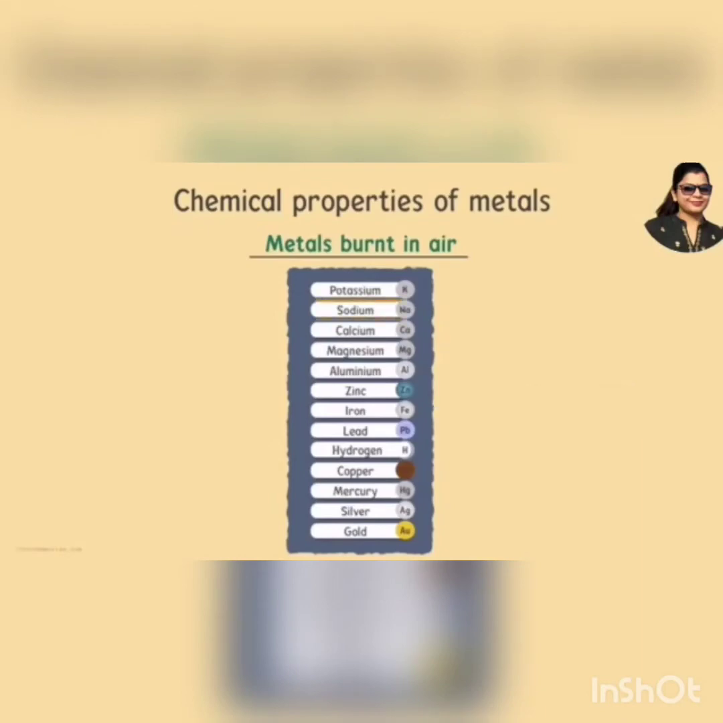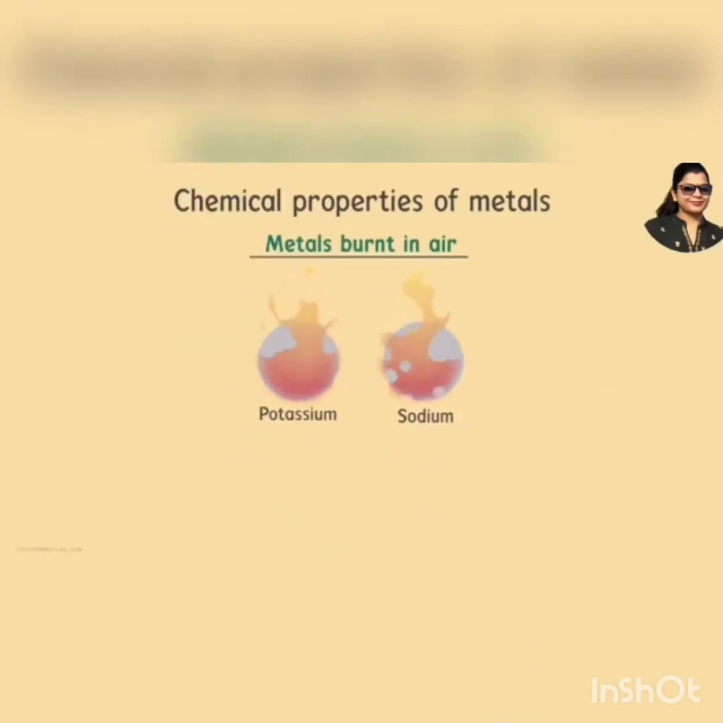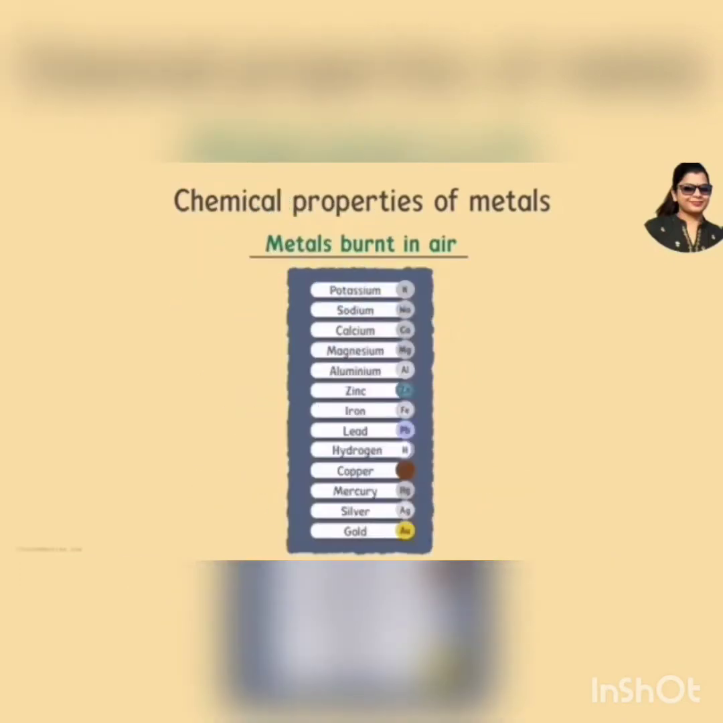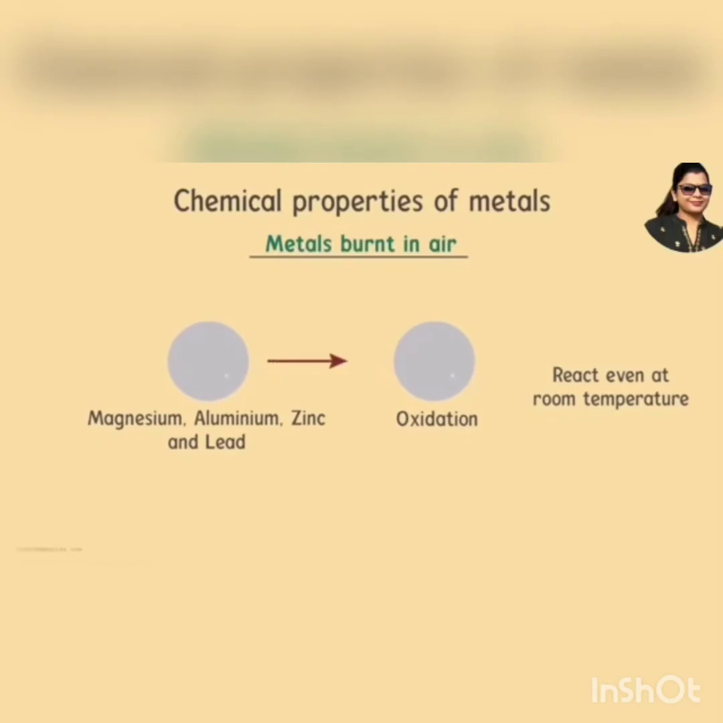Alkali metals such as sodium and potassium react vigorously with oxygen. In fact, they react even if they are just kept in the open, that is, at room temperature. They don't even need fire to ignite the reaction. What about the other metals? Metals such as magnesium, aluminium, zinc, and lead also react with oxygen at room temperature, but a bit differently. Their surfaces get covered with a thin protective layer of oxide. This layer protects the inner part from being oxidized.